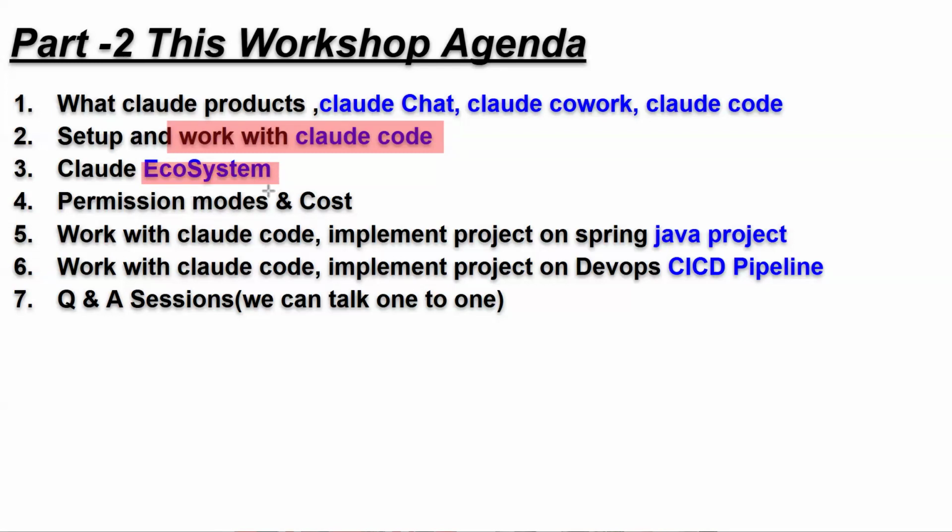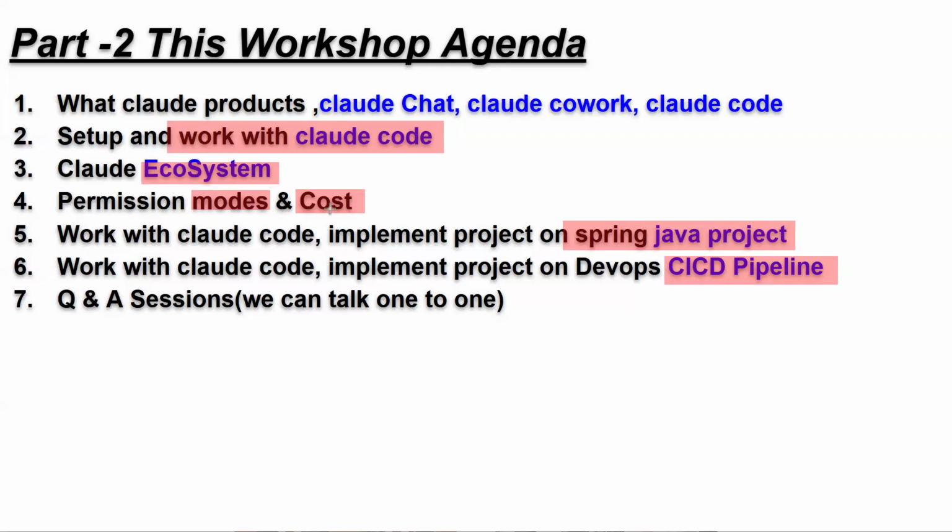Then, what are the modes? What are the permission modes? What are the cost differences? I'm going to discuss that. Once these are all completed, I'm going to show you one more time a Spring Java project. Then on top of it, how exactly we can implement a DevOps CI/CD pipeline. I'm going to show you that practically in front of you in today's session.